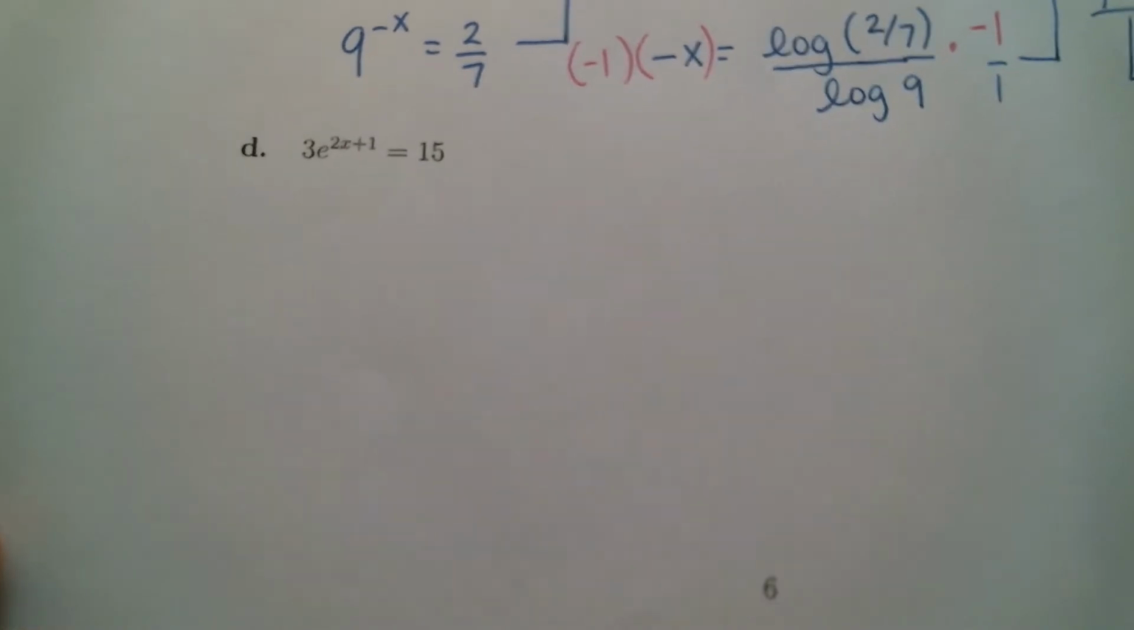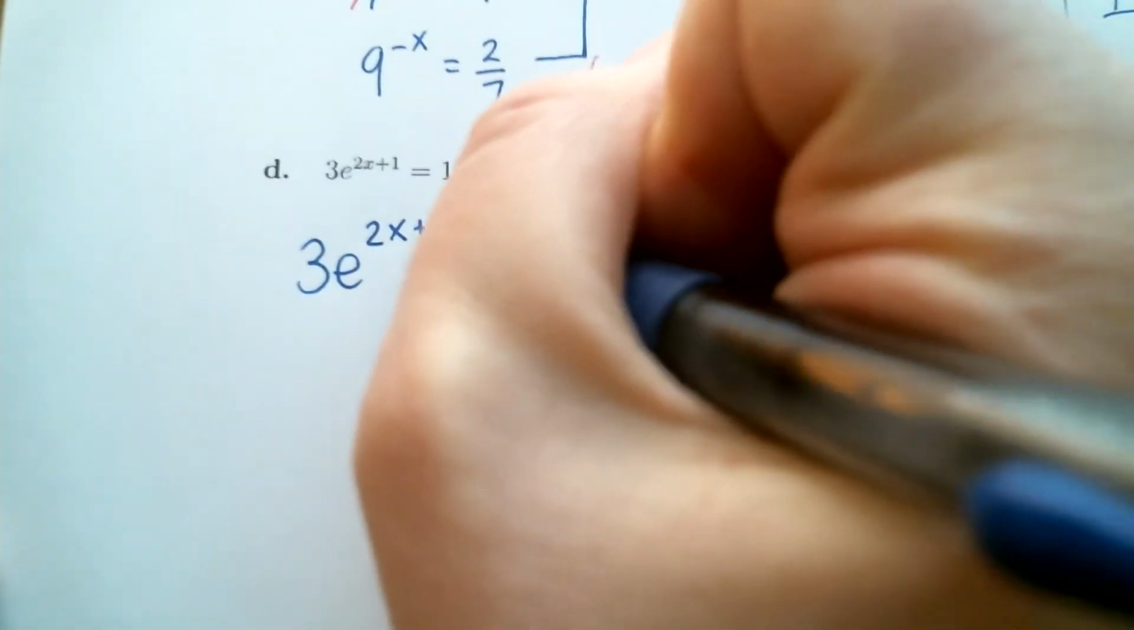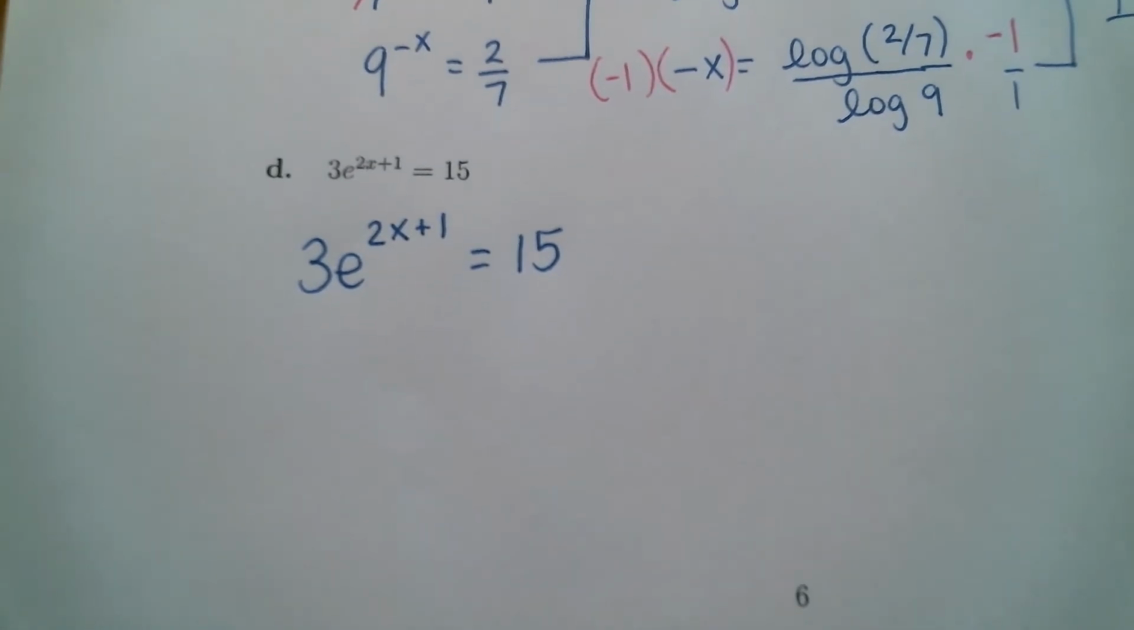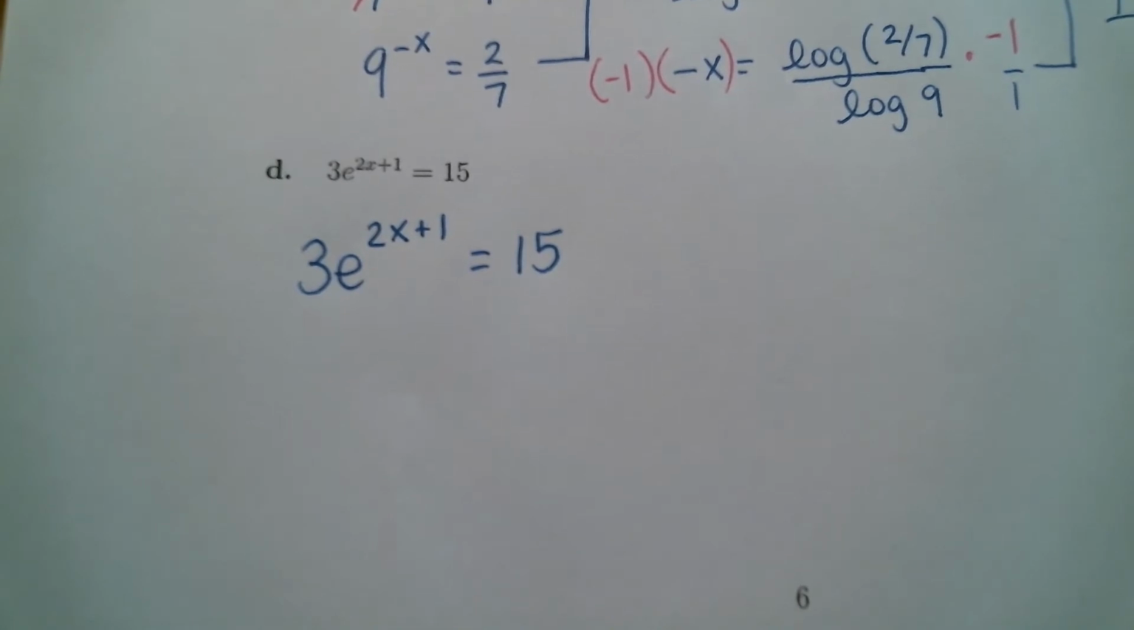All right, part D. We have 3 times e to the 2x plus 1 is equal to 15. Let me rewrite this. First step is identifying the exponential piece. What are you raising to the power? What contains the x?